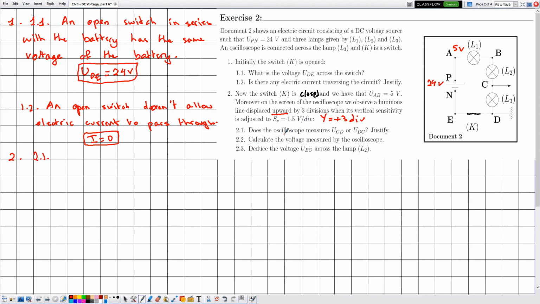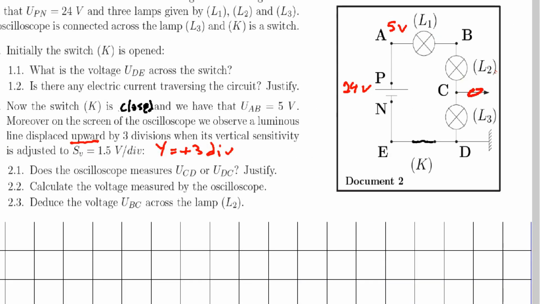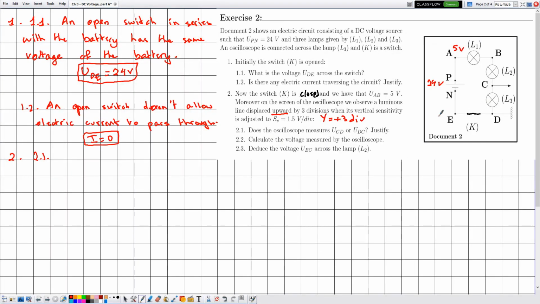Then in 2.1, they are telling me, does the oscilloscope measure UCD or UDC? And this can be known by referring to the electric circuit. Notice that the phase terminal is connected to the point C and the mass terminal is connected to the point D, and always the oscilloscope measures from the phase terminal to the mass terminal. Therefore, the oscilloscope measures UCD.